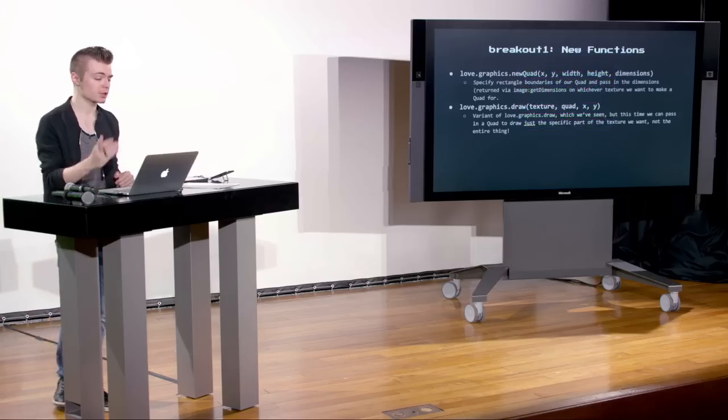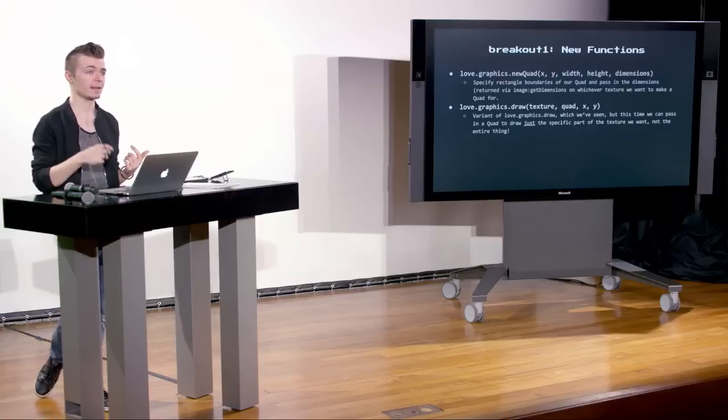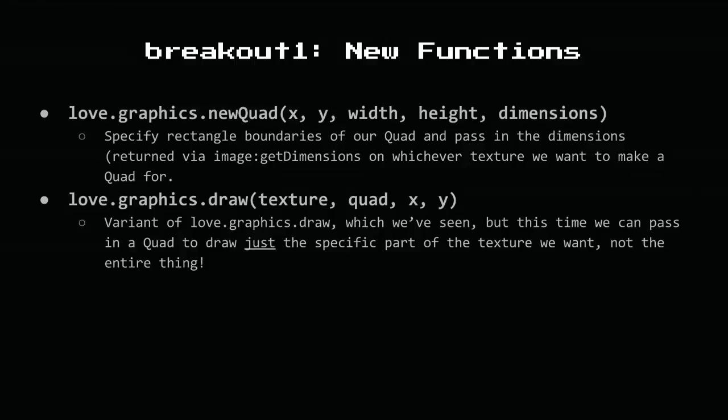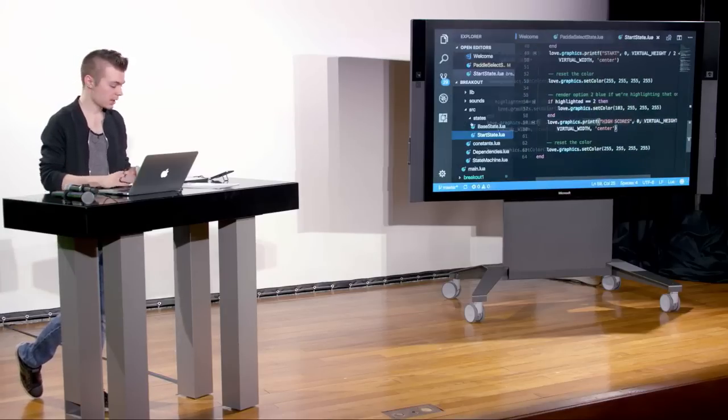The functions relevant for us to look at are love.graphics.newQuad, which takes an x, y, width, and a height, and also a dimensions object, which you get from an image. We'll see that. I believe that is just a width and a height from whatever image you want to create quads for. And then love.graphics.draw, we've already seen it, but this is a different signature. This has texture, quad, x, y, with the quad being the second argument. When it takes in this quad, it knows to only draw that defined rectangle of the image to the screen. And so we'll go ahead and take a look now at Breakout 1.